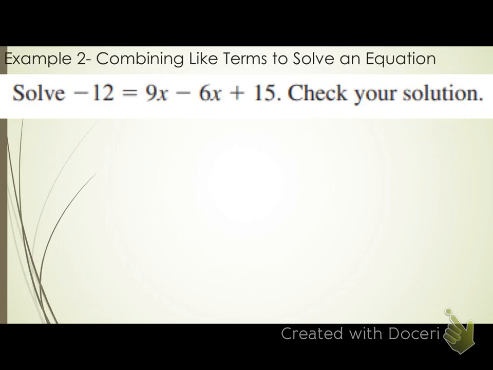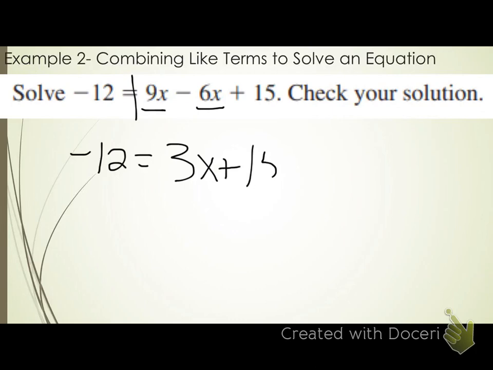Yeah. There are like terms, right? That's our combining like terms part. Does everyone agree that 9x and negative 6x are like terms? Yeah, they have the same variable with the same exponent. Correct? Can my left-hand side of the equation be simplified at all? The negative 12? No. So that's just going to come down. What do I get when I do 9x minus 6x? 3x. I still have my plus 15 that I need to account for. Questions on what I've done there? All I've done is combine my like terms.